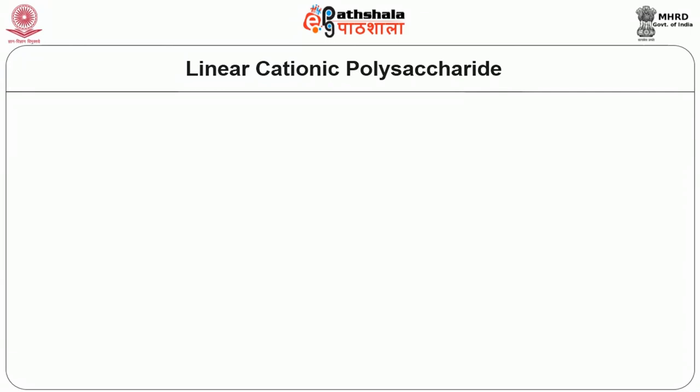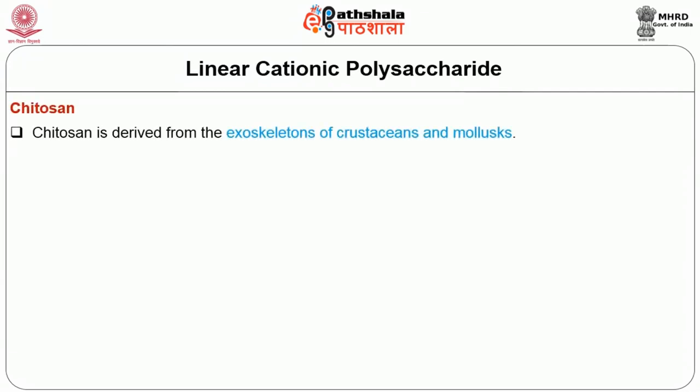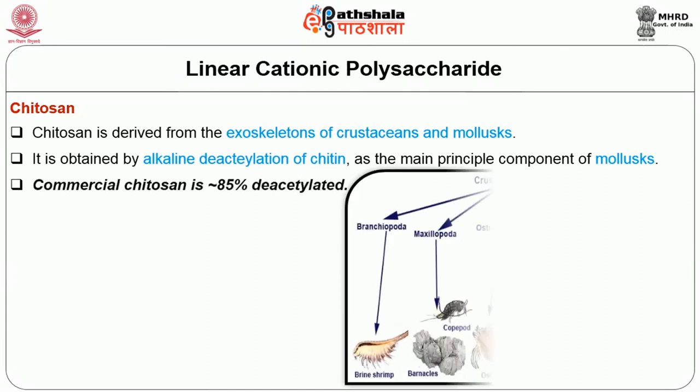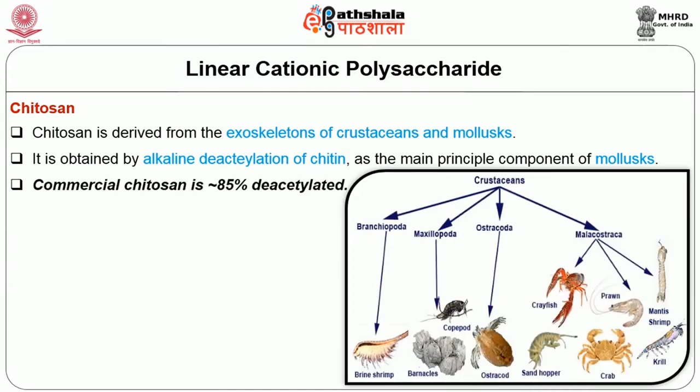In this classification, we will look at chitosan. Chitosan is derived from the exoskeletons of crustaceans and mollusks. It is obtained by alkaline deacetylation of chitin, the main principal component of mollusk. Commercial chitosan is 85% deacetylated. Chitosan forms micelle-like groups from fully acetylated segments of polysaccharide chain stretched by electrostatic repulsion.